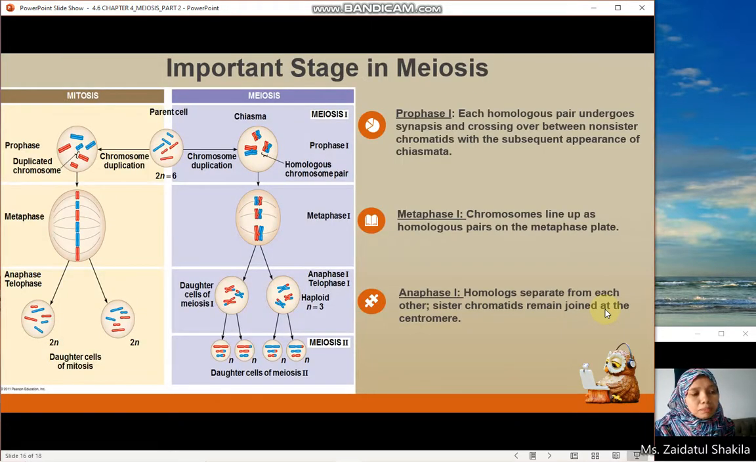There are some important stages in meiosis, which is prophase 1. Each homologous pair undergoes synapsis. Synapsis means they pair with each other. And then crossing over occurs between non-sister chromatids with the subsequent appearance of chiasmata. During metaphase 1, chromosomes line up as homologous pairs on the metaphase plate. And then during anaphase 1, homologs separate from each other, but the sister chromatids remain joined at the centromere.